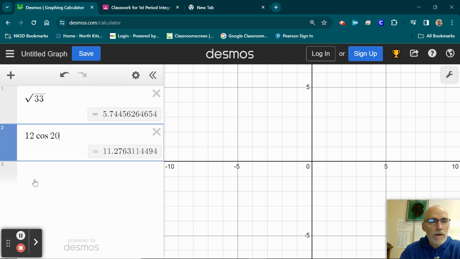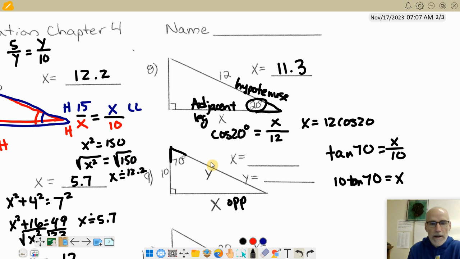Okay, so we jump over here, change this guy to tangent, and change this guy to a 70, and change the 12 to a 10, and I got 27.5. So x comes out to be 27.5. Once I have that, I could do Pythagorean theorem to find y, or I could set up the cosine of 70 is equal to 10 over y.